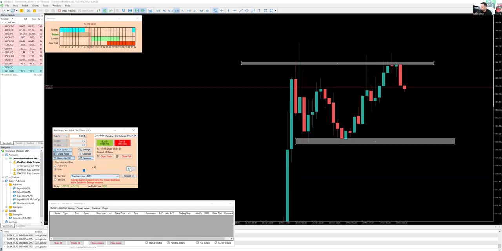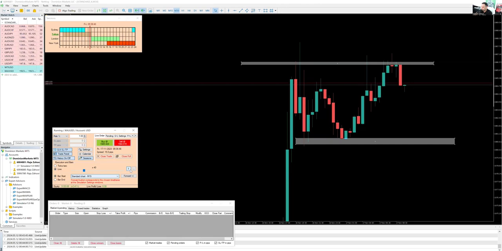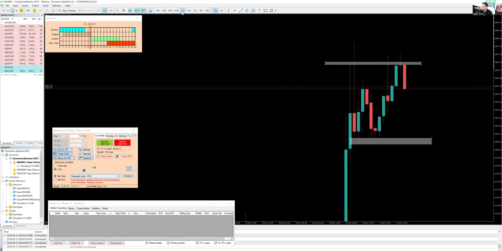Okay, so 30-minute candles over here. We're going to wait for the 30-minute candle to close and see what's going on over here now. And then we're going to take a look at the 1 hour time frame.